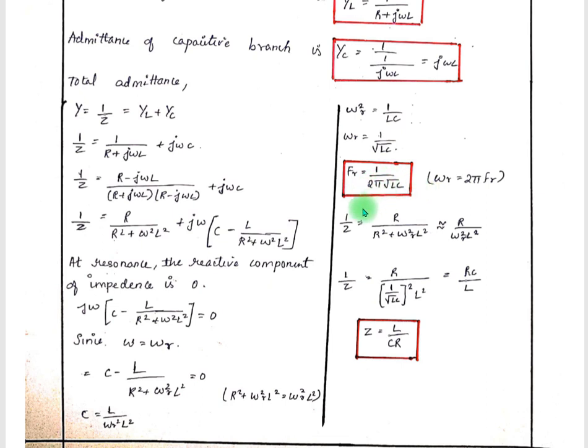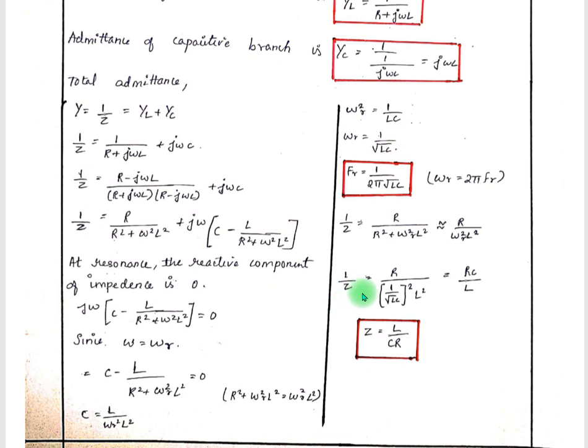Then the impedance can be derived as 1 by Z is equal to R by R square plus ωR square L square, is equal to R by ωR square L square. We can substitute the value of ωR here in this term, like 1 by under root LC as we got it here.